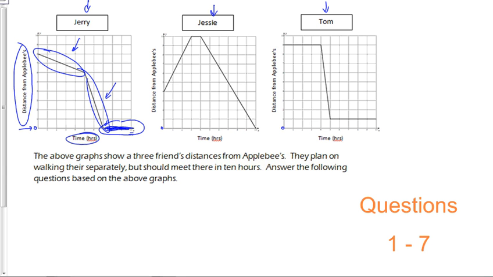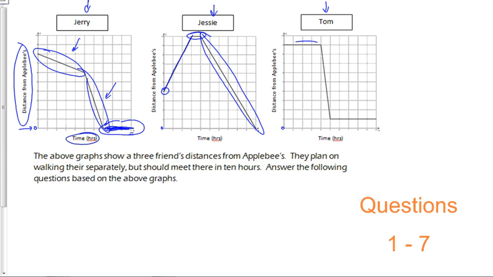Whereas Jesse, he starts only 4 miles away, but notice this line is going up. That means that the numbers are getting bigger. That means his distance is getting bigger. He's going further away from Applebee's. And something happens here. He's not getting any further away, but then he walks straight there and is there at 10 hours.